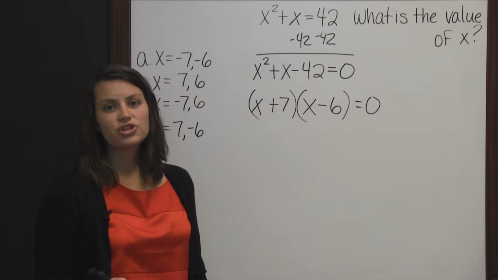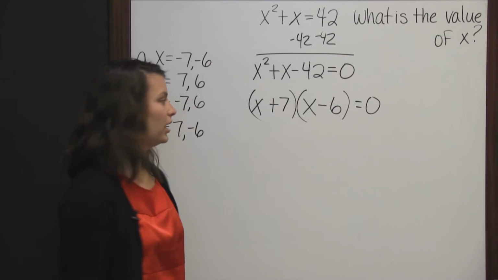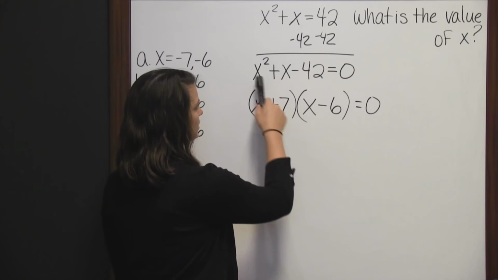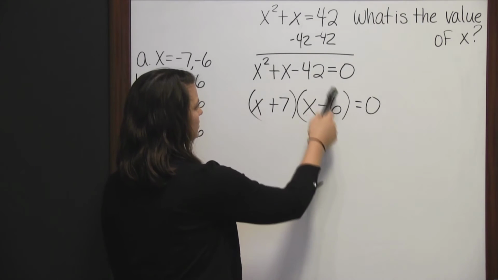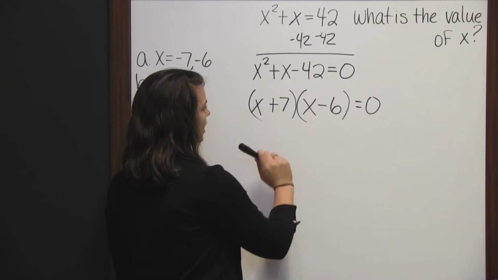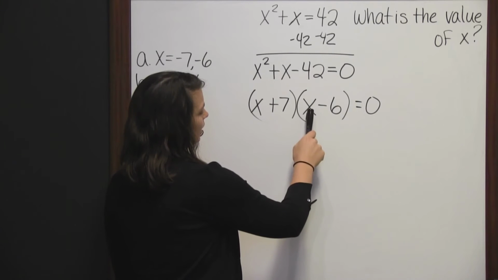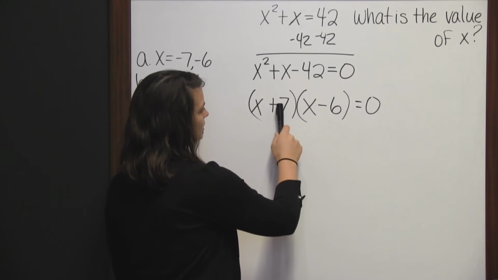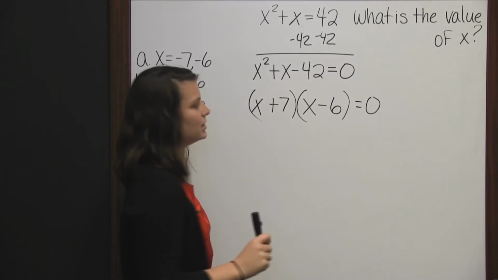You can always check your factoring by FOILing. x times x is x squared. x times negative 6 is negative 6x. Plus 7x is x. And 7 times negative 6 is negative 42.